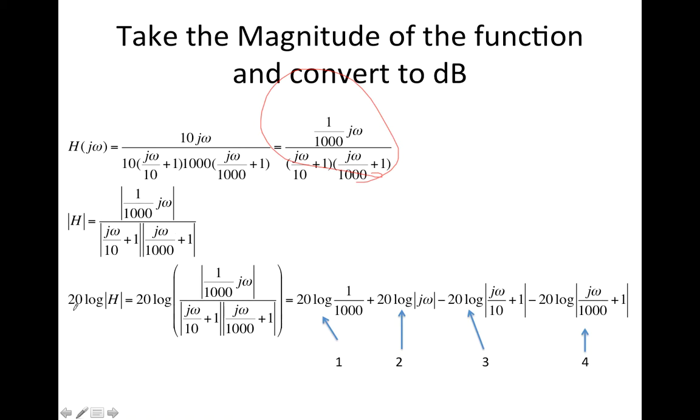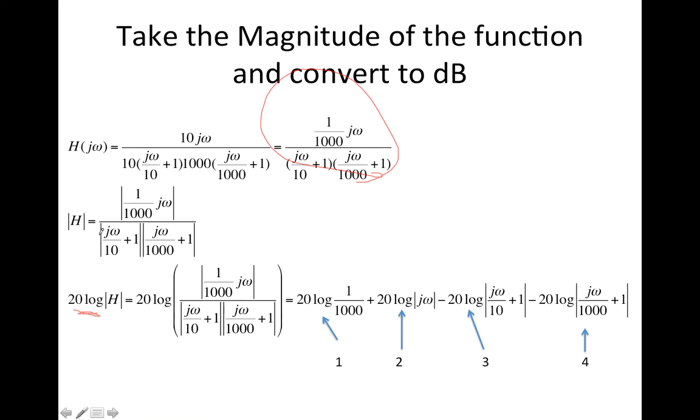So now we want to take the log. We want to take 20 times the log of h. I want to point out that we could actually stop right here and calculate an exact magnitude using our complex number math, taking the square root of the real part squared plus the imaginary part squared for each term. We could get an exact amplitude of h that would be the ratio of numerator to denominator.